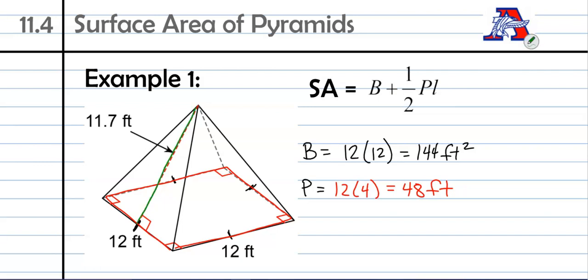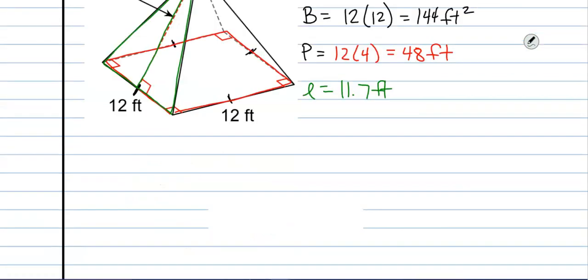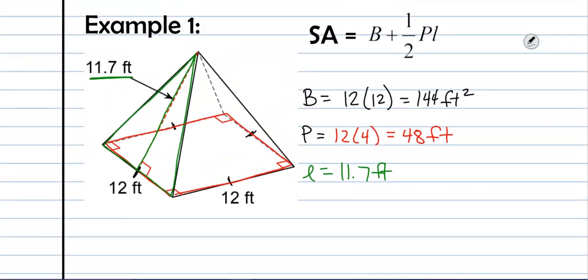See how that dashed line there is on the outside of the pyramid? It's on the triangle. That's part of our triangle side. And it is 11.7 feet. Okay. So now all we have to do is plug those things into our formula.